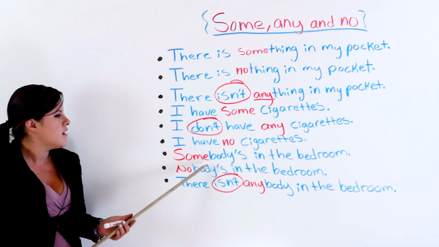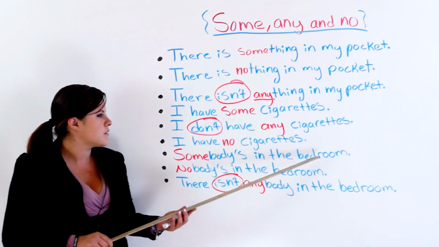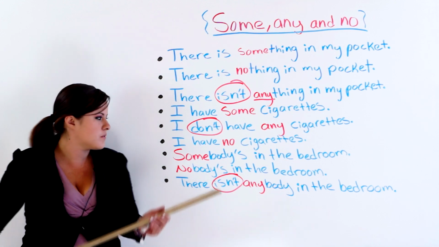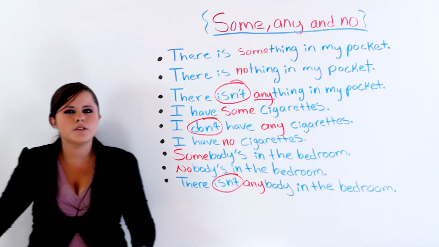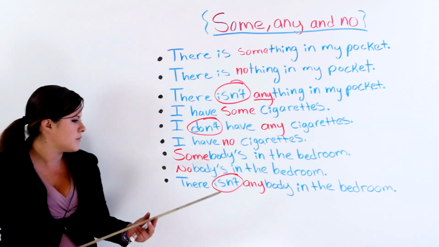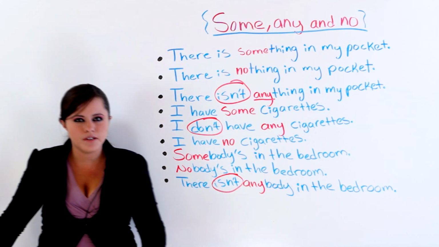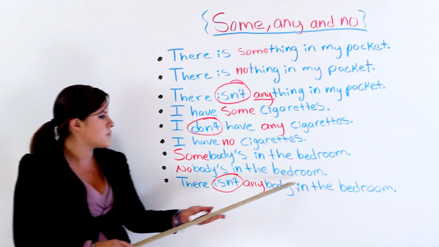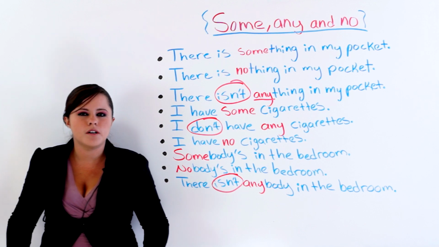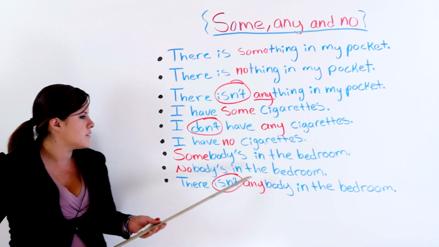Okay, next one. Somebody's in the bedroom. My sister's in the bedroom, so somebody is in the bedroom. If there wasn't anybody in the bedroom, I would say nobody's in the bedroom. I don't need a negative auxiliary for this because I'm using no. Nobody's in the bedroom. I could also say no one is home, okay? No one's home. Nobody's in the bedroom.